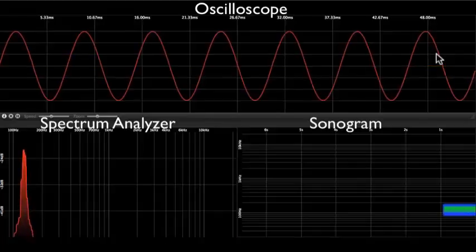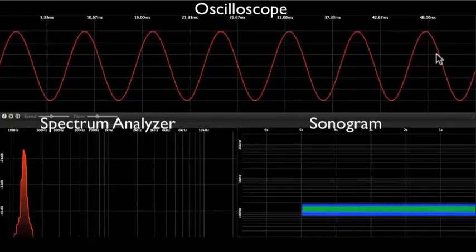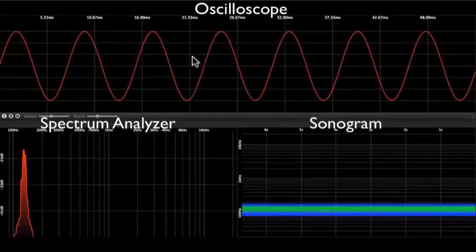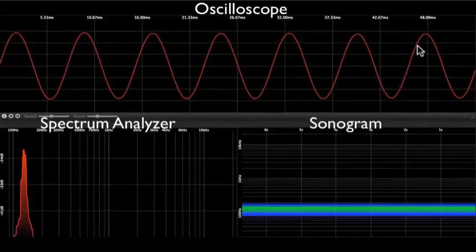So here we're going to put some signals through each of the elements, and this is a 120 Hertz signal. You can see the oscilloscope on top is showing a period of about 8 milliseconds peak to peak, and that translates, when you do the reciprocal, to 120 Hertz on the spectrum analyzer down below.